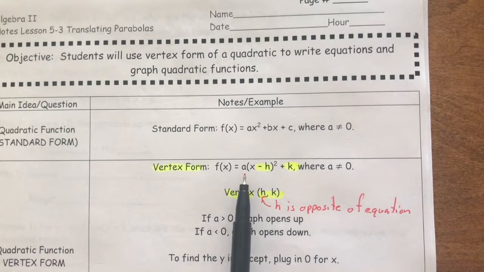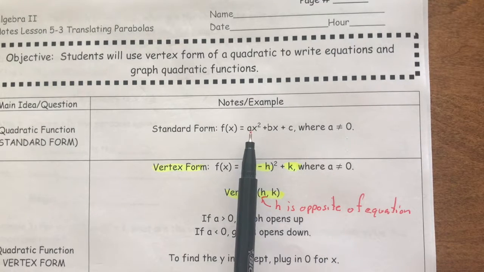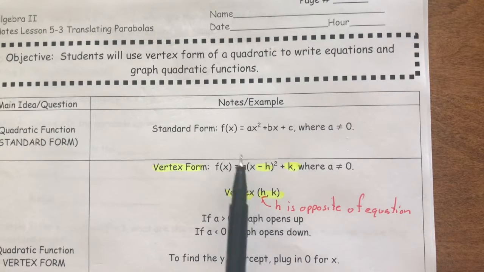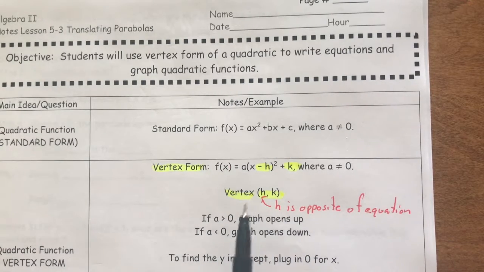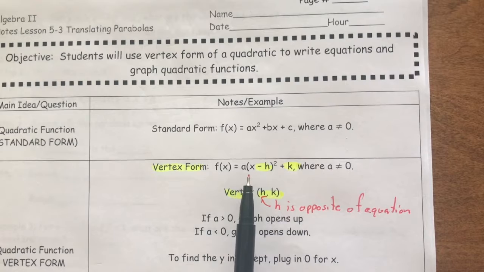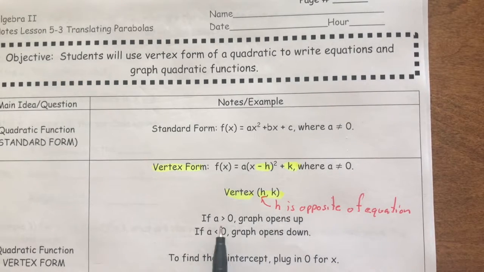Now, you'll notice that in vertex form, we also have our a value. This a value is the same a value that occurs in standard form. So whether it's in vertex form or standard form, the a value will be the same or equivalent. If the a value is positive, we know when it's in standard form, the graph will open up, and that's going to be the same when it is in vertex form. If our a value is negative, the graph is going to open down.